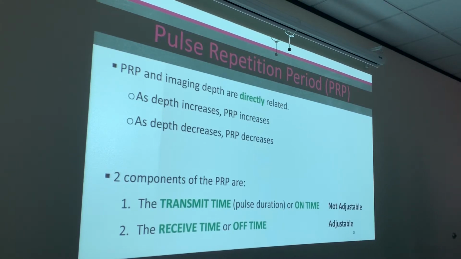I know it sounds like I'm repeating myself a lot, guys. I really am, because if I say it 8 times, it's supposed to stick, according to what I read. It's on the test, right? So again, the transmit time or pulse duration or the on time, or the talking time, is not adjustable. That's already determined by the manufacturer. But the receive time or the off time or the listening time, that is adjustable.